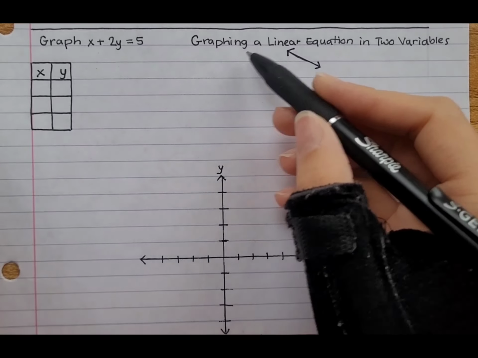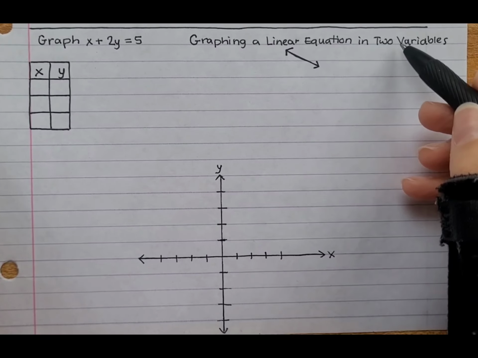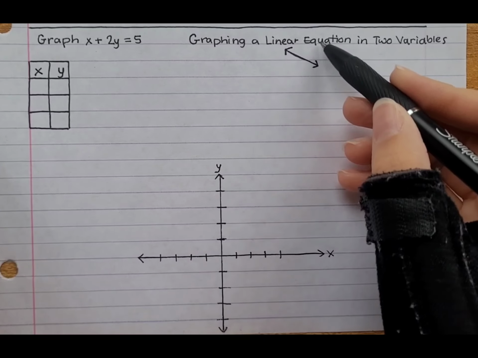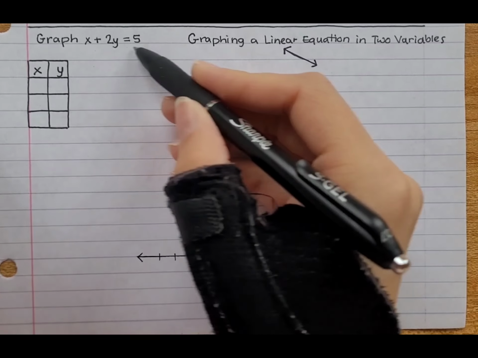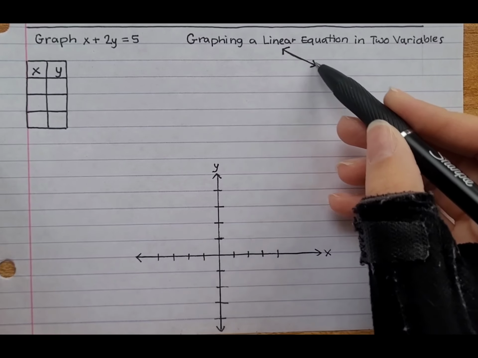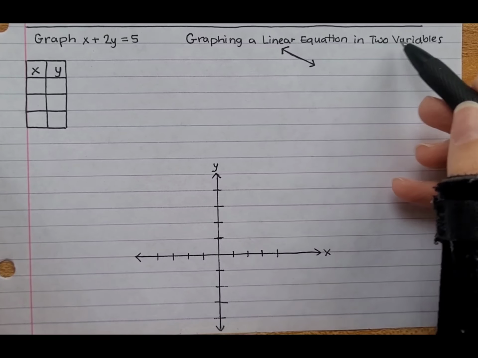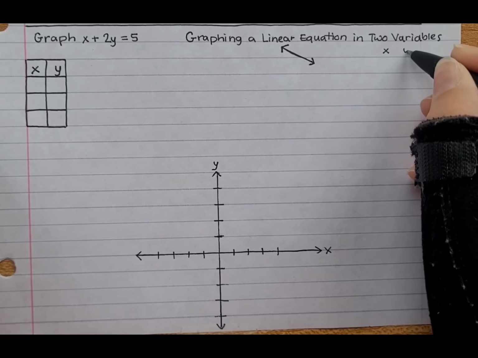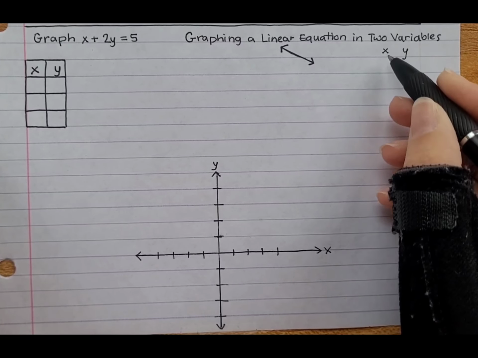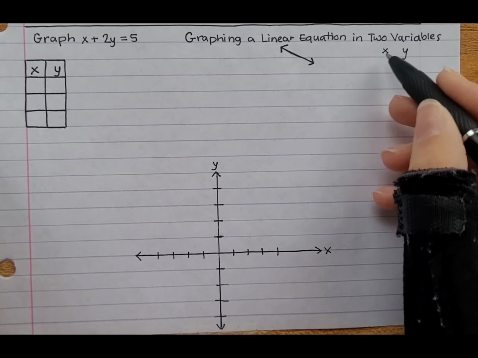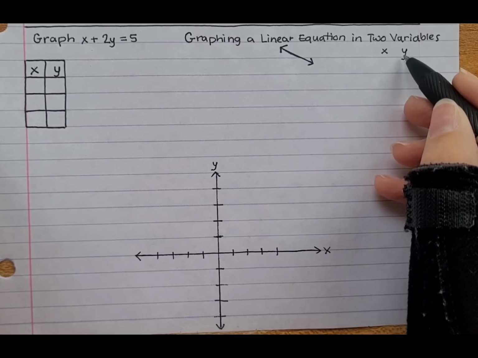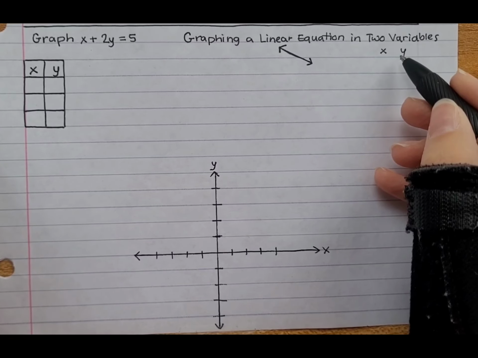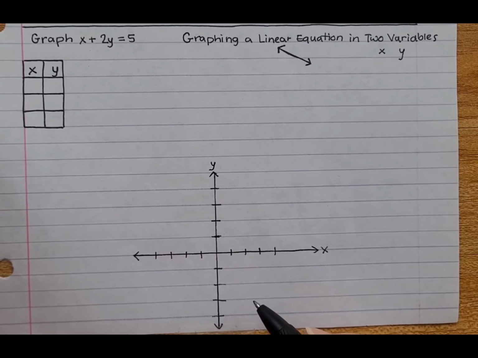Today we'll be graphing a linear equation in two variables. A linear equation is simply an equation that graphs a straight line. And two variables is simply two variables such as x and y. Note that they are not both x, nor are they both y. They are different. Okay, let's get started.